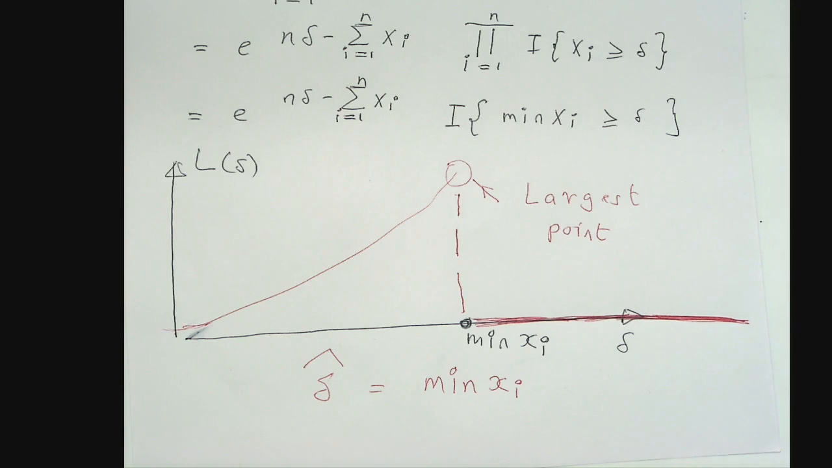If you're on this side, then delta is greater than the min of xi. That means that on this side, the condition is not satisfied. On the left side, yeah, it is satisfied. On the right side, it is not.